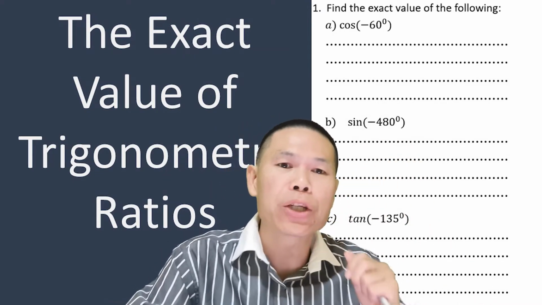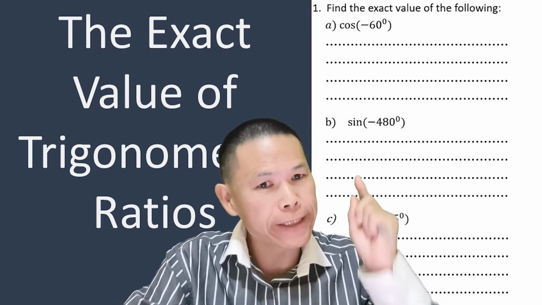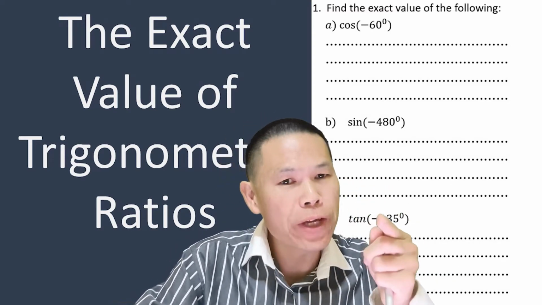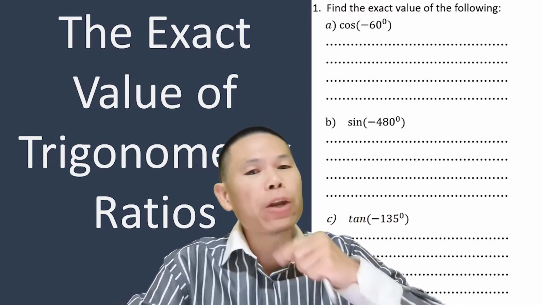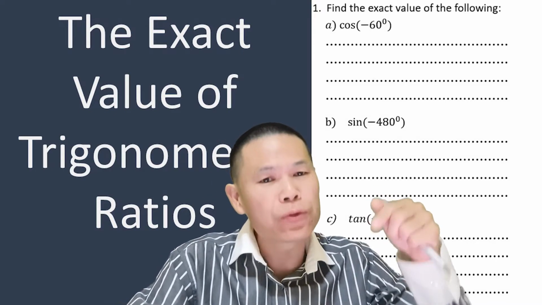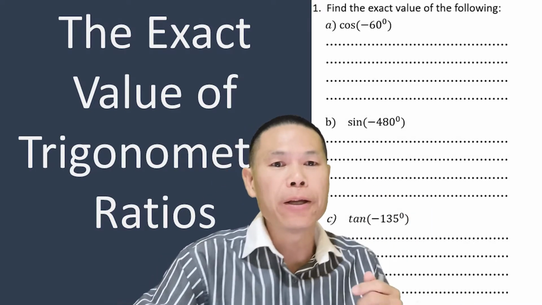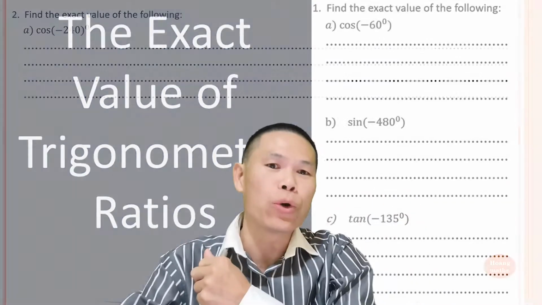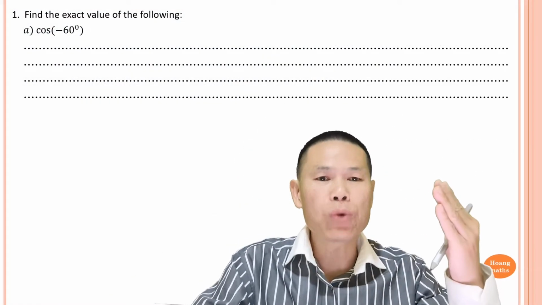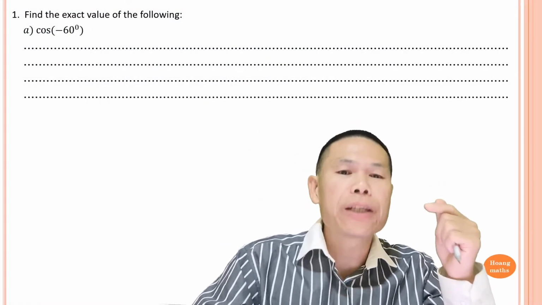In this lesson, I'm going to teach you how to work out the exact trig ratio involving negative angles. You can also download the PDF file so you can work with me if you like. Otherwise, let's go straight into it. First one, cos of negative 60 degrees.